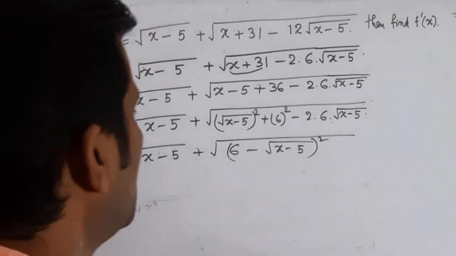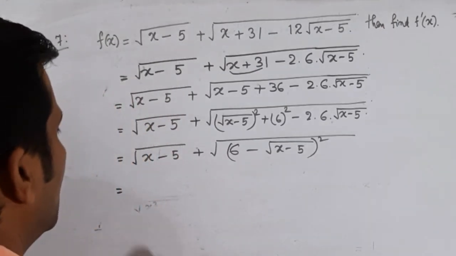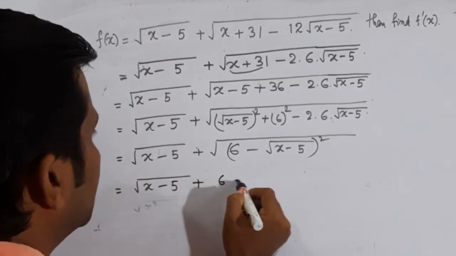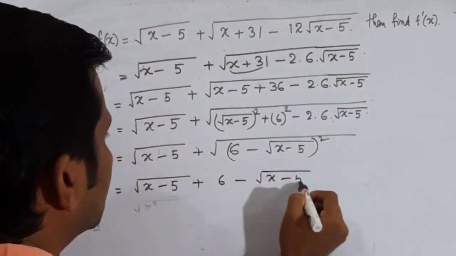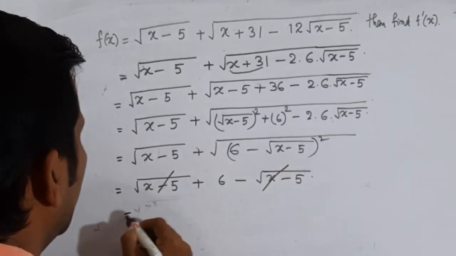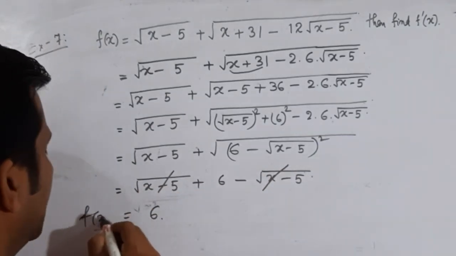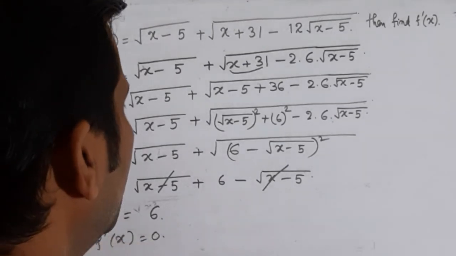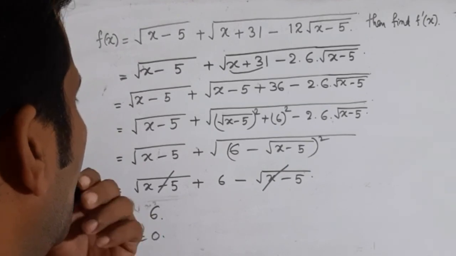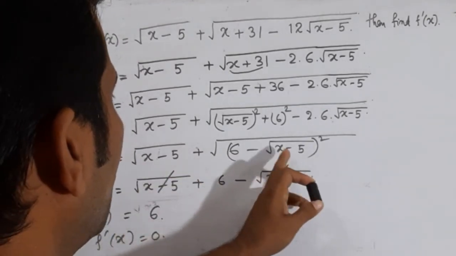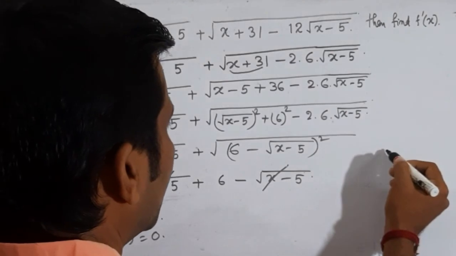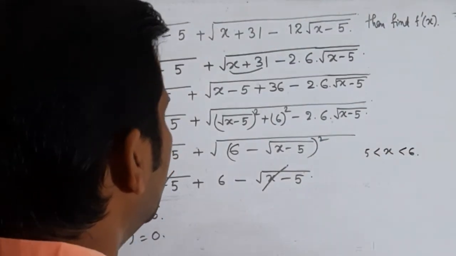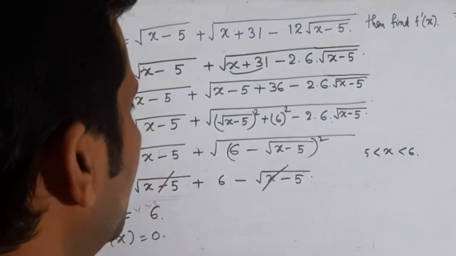Then root over x minus 5 plus 6 minus root over x minus 5. Cancelling we get this is 6, f(x) is equal to 6. Here one thing is to say is that x always lies between 5 and 6.